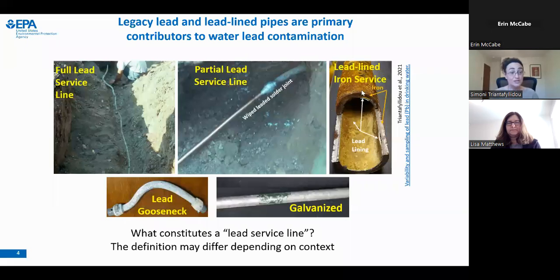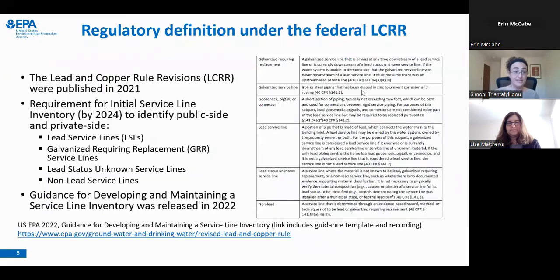So what constitutes a lead service line? The definition may differ depending on context. So I'd just like to remind everyone of the regulatory definition under the federal lead and copper rule revisions, which were finalized in 2021, including a requirement for drinking water utilities to prepare their initial service line inventories by 2024.